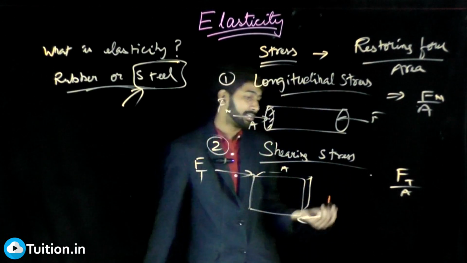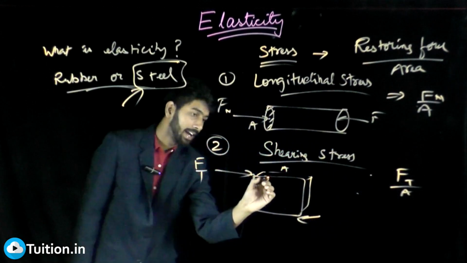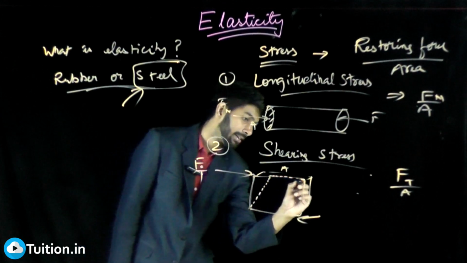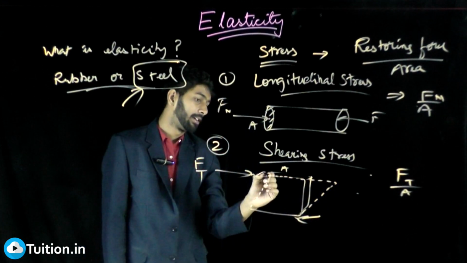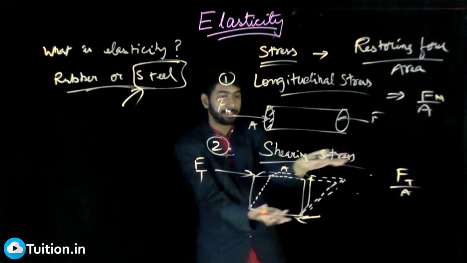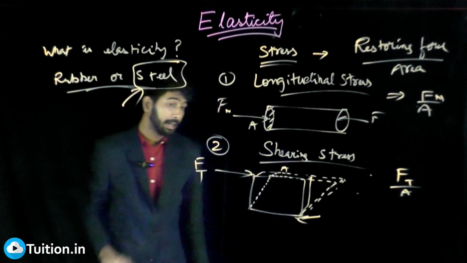And because of the stress, what can the shape become? It can become something like this. In fact, I'll draw it here itself. It can become something like this. Your block might change shape to something like this. This is called tangential stress or shearing stress.